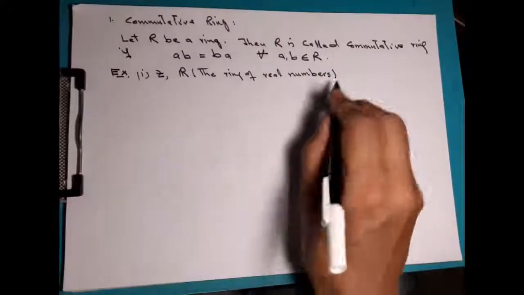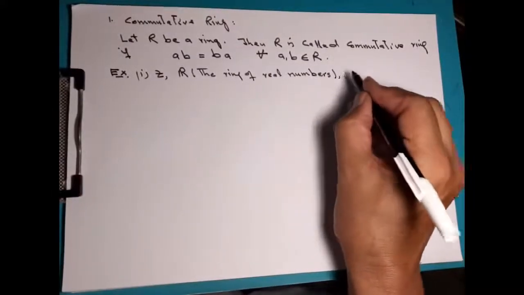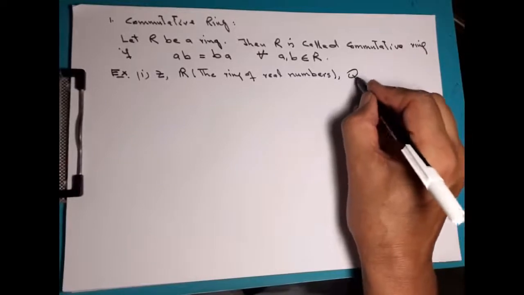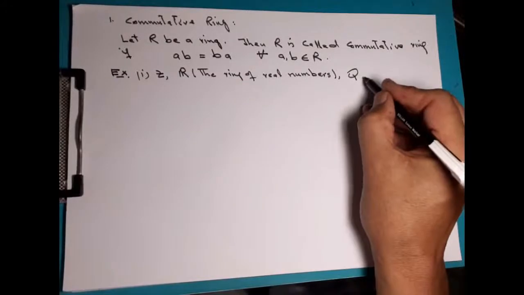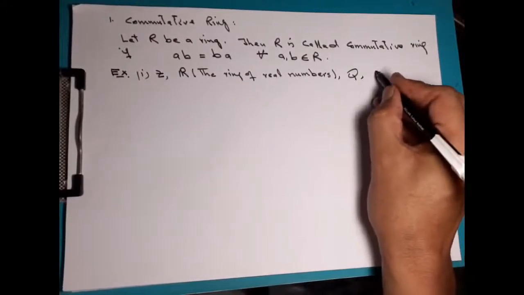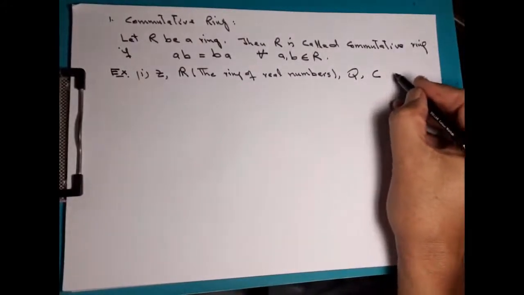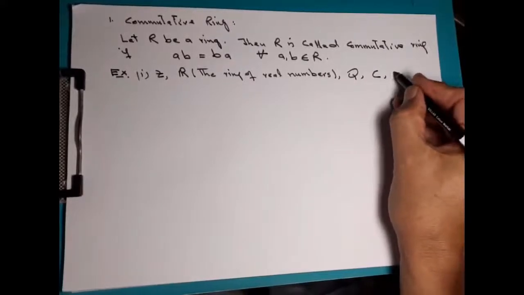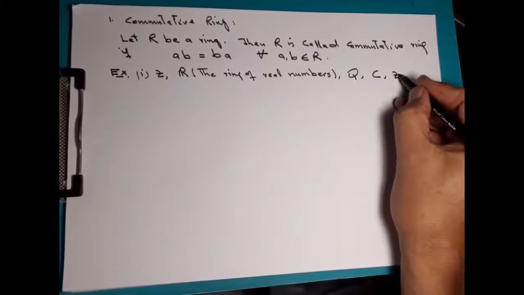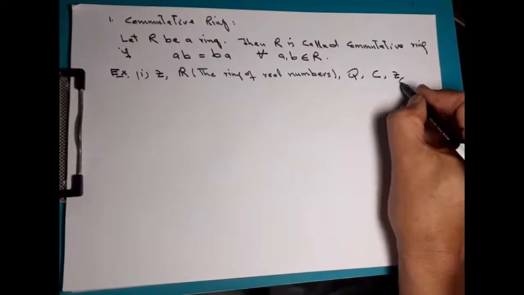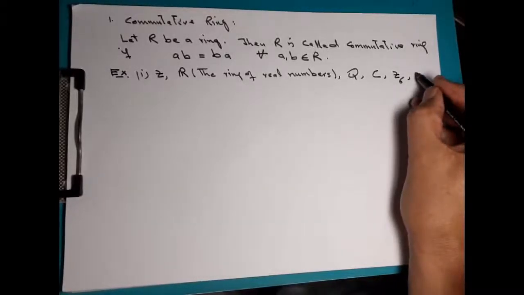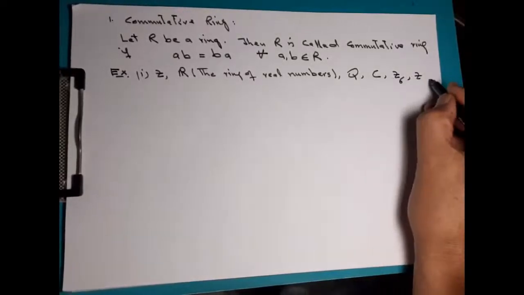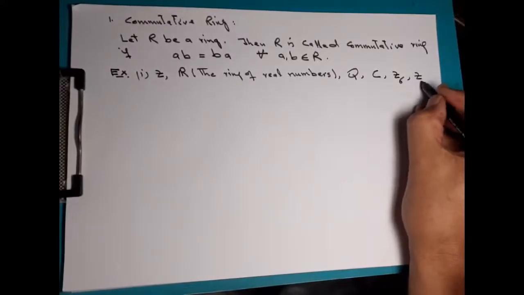So R, the ring of real numbers, Q, the ring of rational numbers. You very well understand this notation. C, the ring of complex numbers. Z6, you know that this is a ring under the binary operations addition modulo 6 and multiplication modulo 6. We have discussed this example in our previous sessions.